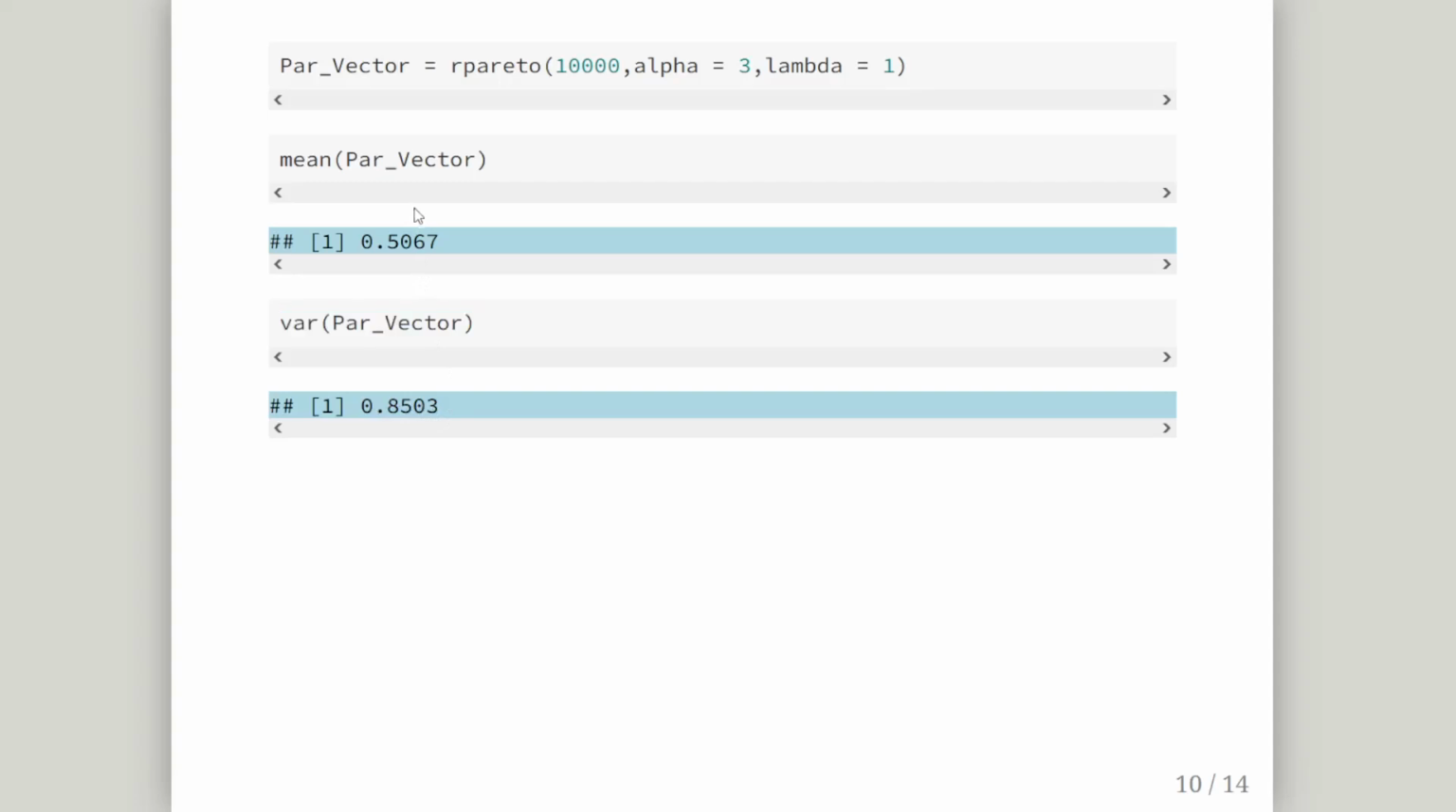Now, the mean actually is very close to the theoretical mean of the Pareto type 2 distribution, where alpha is equal to 2 and lambda is equal to 1. It actually is lambda divided by alpha minus 1. Lambda is 1, alpha minus 1 is 2, so 1 divided by 2 gives us 0.5.